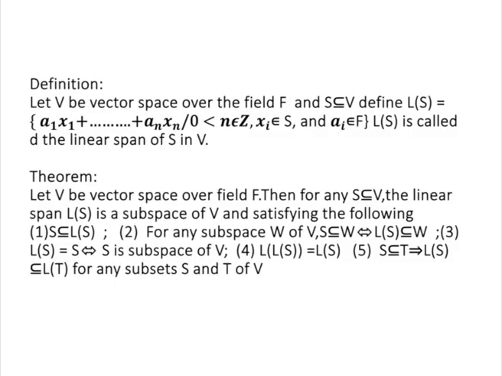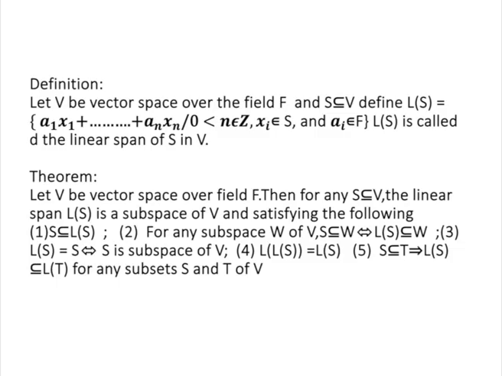Definition: let V be a vector space over a field F and S a subset of V. Define L(S) equal to a1 x1 plus a2 x2 plus and so on plus an xn, such that xi belongs to S, ai belongs to F, and n belongs to Z. Here, what is Z?